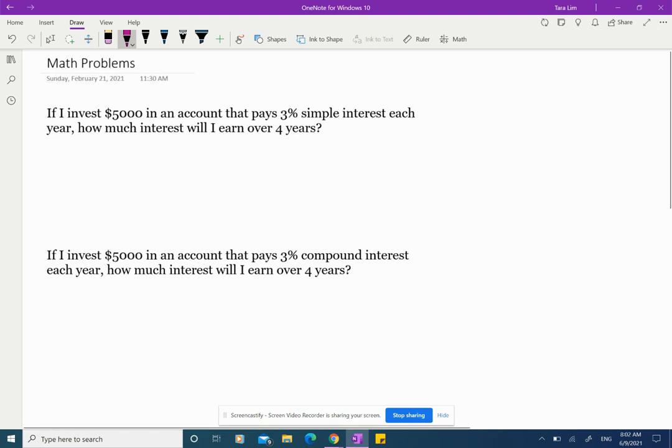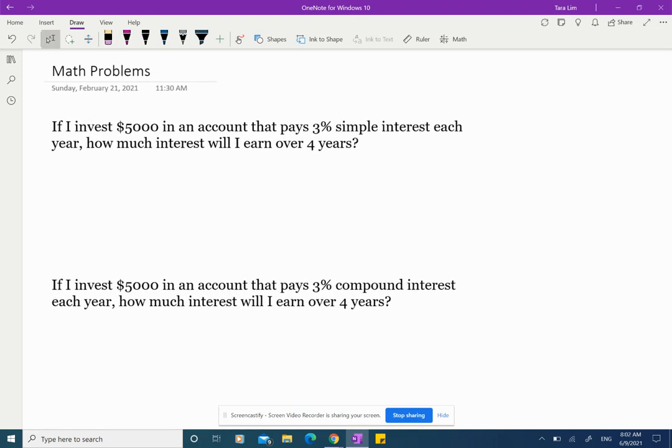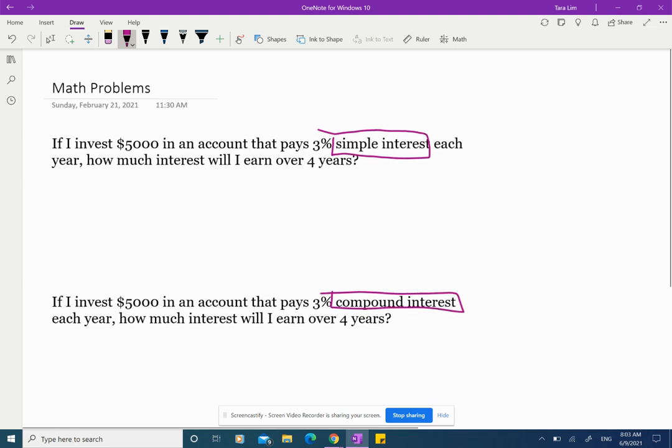If I invest 5,000 in an account that pays 3% simple interest each year, how much interest will I earn over 4 years? So you know that there are two different questions here. They're both very similar, but the only difference is the simple interest and the compound interest. So first we'll concentrate on the simple interest.